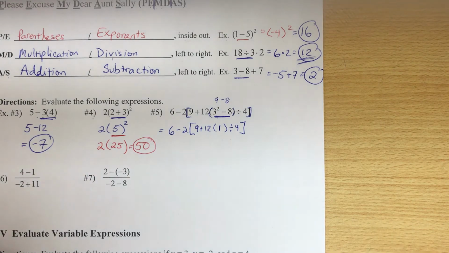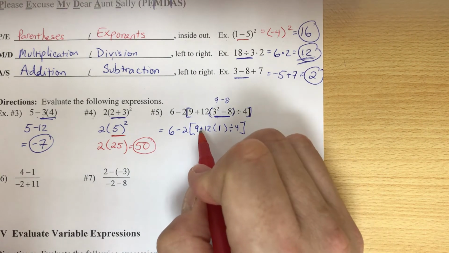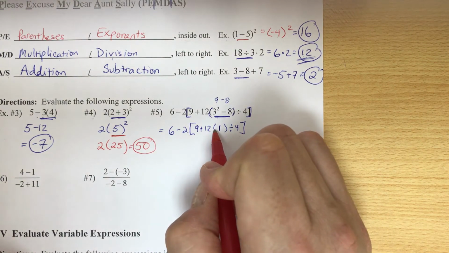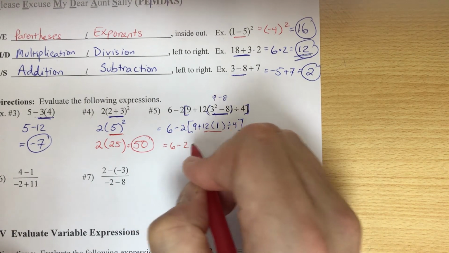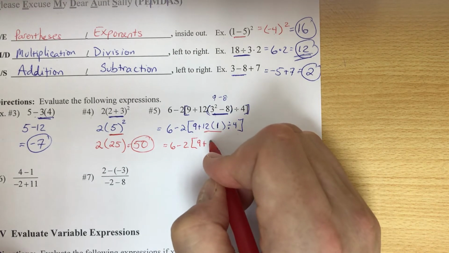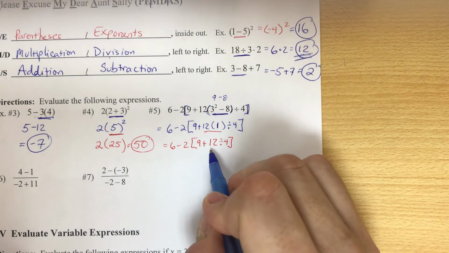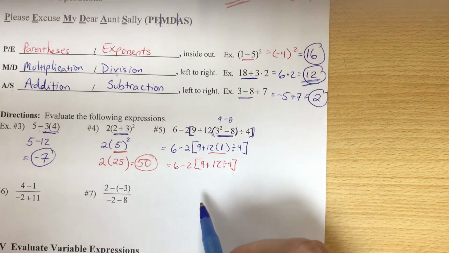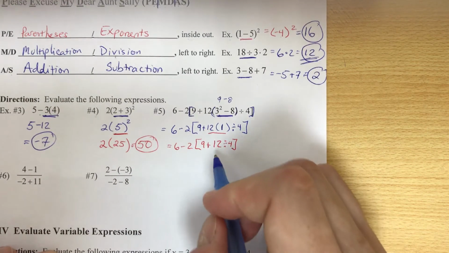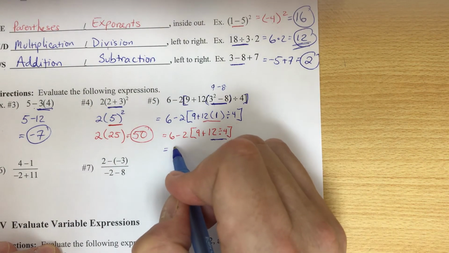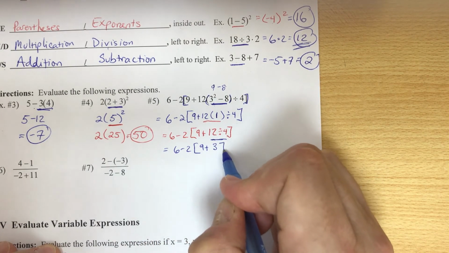Okay, so it's a little bit shorter. Now we still have brackets, parentheses, so let's do this here. That's addition, multiplication, and then division. We're going to multiply first. So 9 plus 12 times 1 is just 12, divided by 4. Now we have addition and division. Well, division comes before addition. So we're going to do 12 divided by 4. So equals 6 minus 2 times brackets 9 plus 12 divided by 4 is 3.